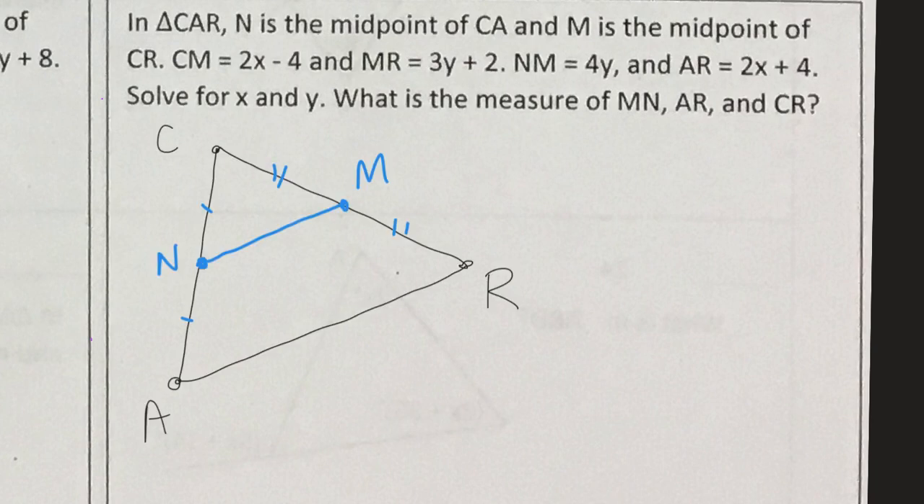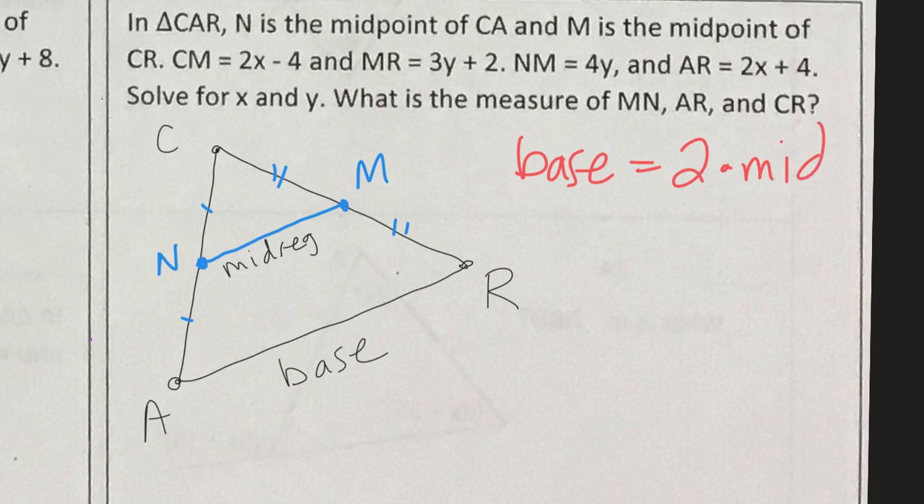There it is. So we have N is the midpoint of segment CA, and M is the midpoint of segment CR, which means this guy right here is a mid-segment. This is the mid-segment, and this down here is the base that goes along with it. And hopefully we know the geometry. What does the geometry say about these two things according to the mid-segment theorem? Well, it says that the base of your triangle is equal to 2 times the length of your mid-segment. So chances are that's going to come up.